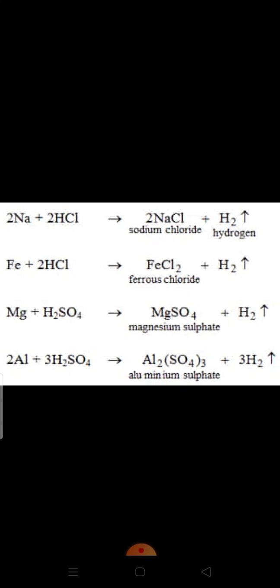Now here are a few more examples of the reaction of metals with the acids. Sodium when reacting with hydrochloric acid forms sodium chloride, which is a salt, and releases hydrogen gas. Iron reacts with HCl and forms ferrous chloride salt and hydrogen. Magnesium metal when reacting with sulfuric acid gives magnesium sulfate and hydrogen. Aluminium reacts with H2SO4 and forms aluminium sulfate salt and hydrogen.